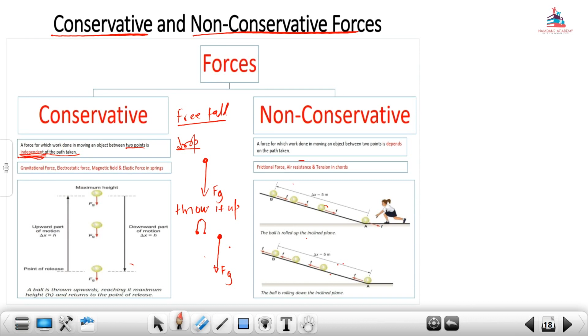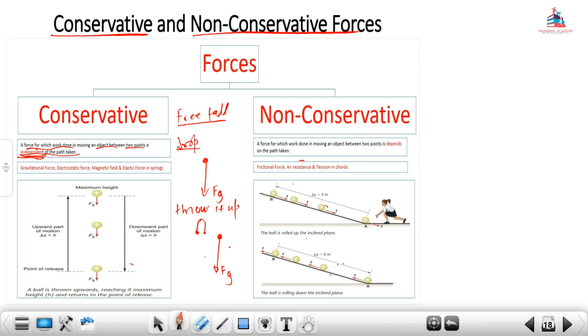So the examples thereof are gravitational force, electrostatic force, magnetic field, and elastic forces in springs. Once we understand this, that a conservative force is independent of the path taken, and remember, the examiner is looking for the keywords, so it must be a force for which work done in moving an object between 2 points is independent of the path taken. So please use your terms and definitions.